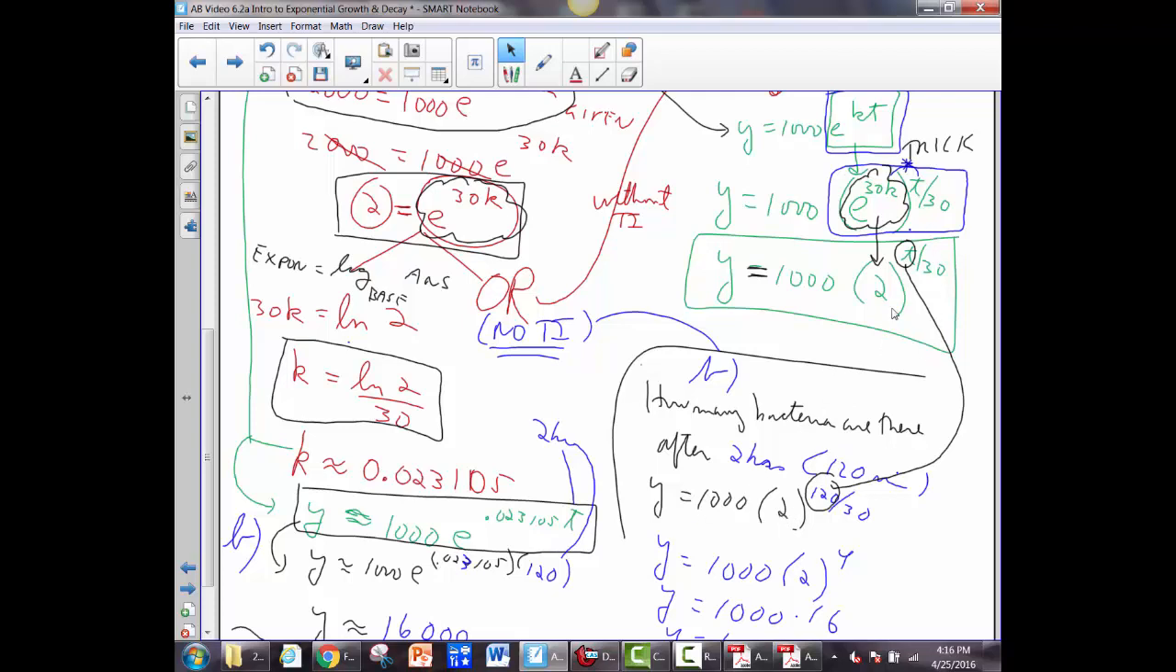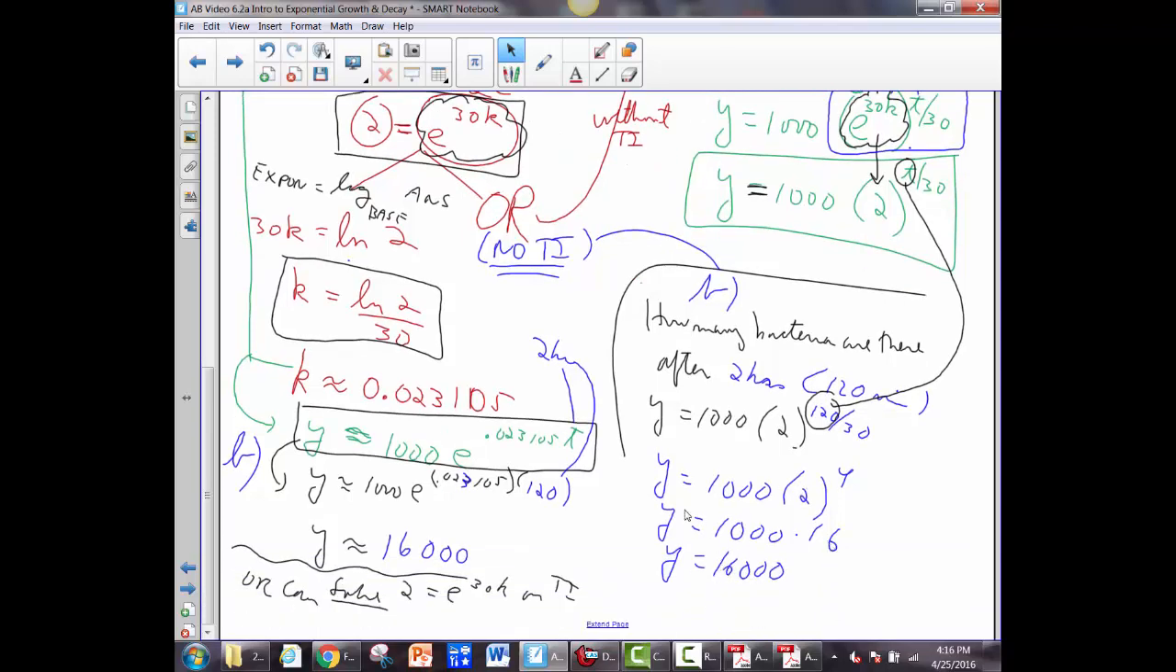So be careful if they switch up the units of measure. So we have y equals 1,000 times 2 to the power of 120 over 30. And this you don't even need a calculator for. 2 to the 4th is 16. So here they give you the t and ask you for the y. In the next one, they're going to give you the y and ask you for the t. Oh, no, maybe not.